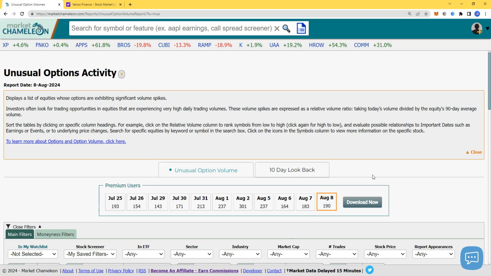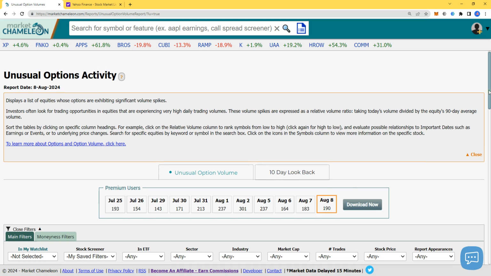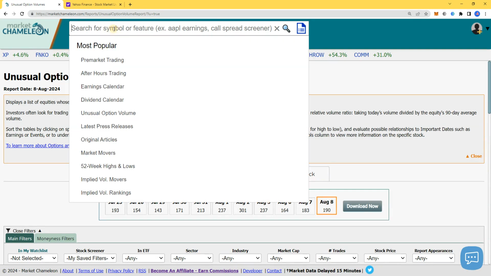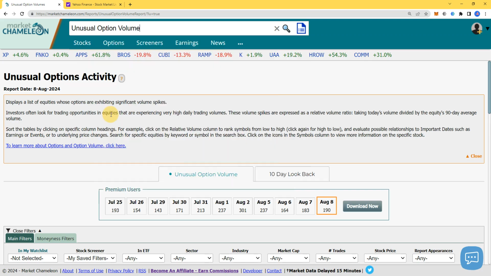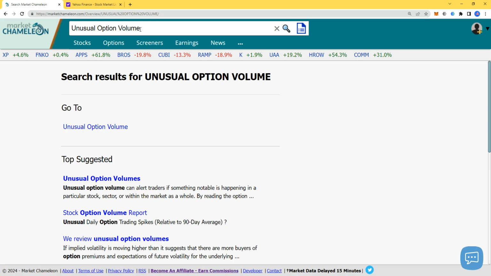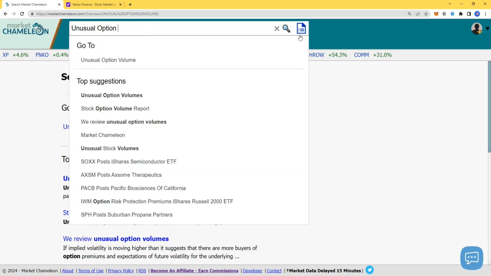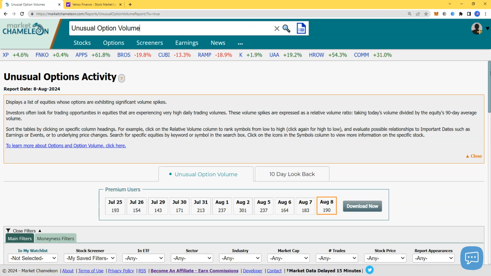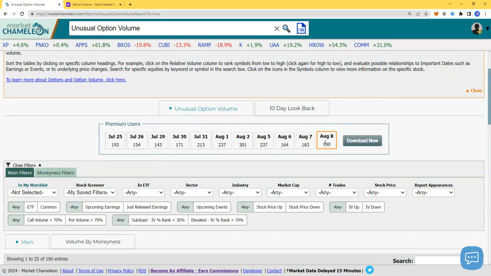If you don't know what I'm talking about, there's a link below to a 7-day trial for Market Chameleon. It opens all the premium features, but in order to get to the unusual option activity, you just left click on the mouse, and scroll all the way here to unusual option volume, okay? And it will open this one, right? Let me see again. Unusual option activity. Yeah, should be this one.